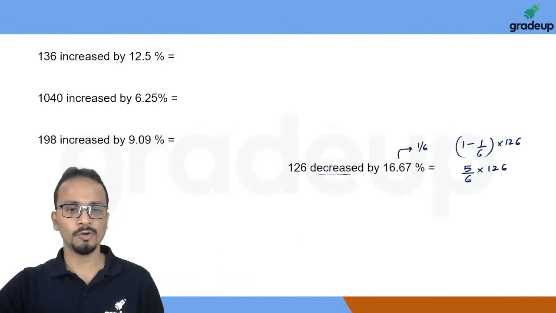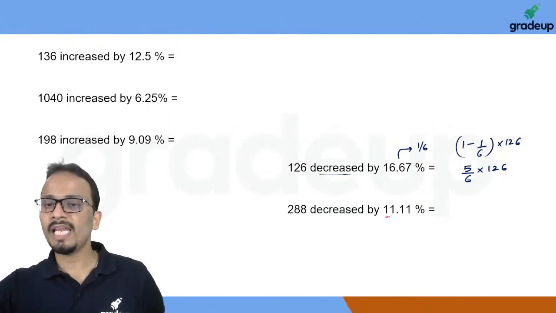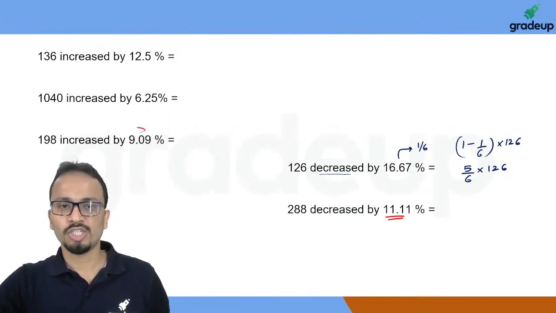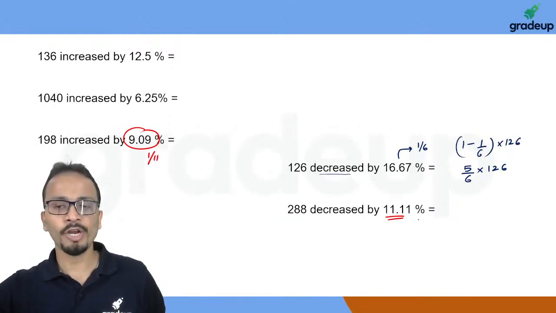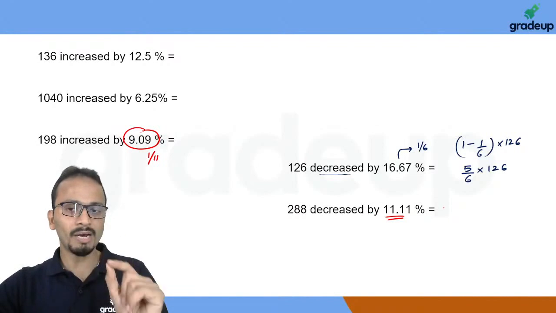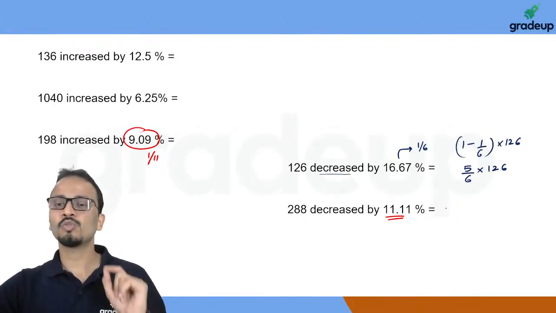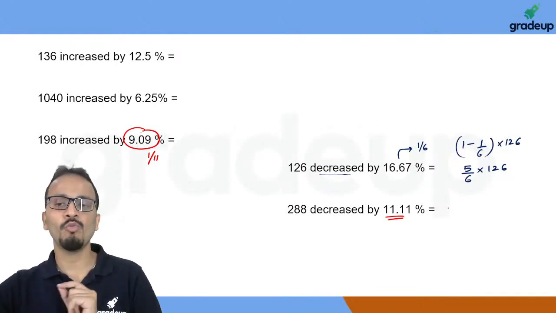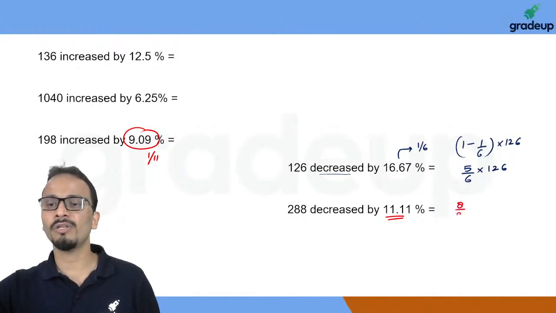Looking at the next one, decreased by 11.11%. So 9.09 was 1 upon 11, so 11.11 should be 1 upon 9. Now decreased by 1 upon 9, that means 1 minus 1 by 9 will be the factor here. So 1 minus 1 by 9 is 8 upon 9 times the original value, which is 288.